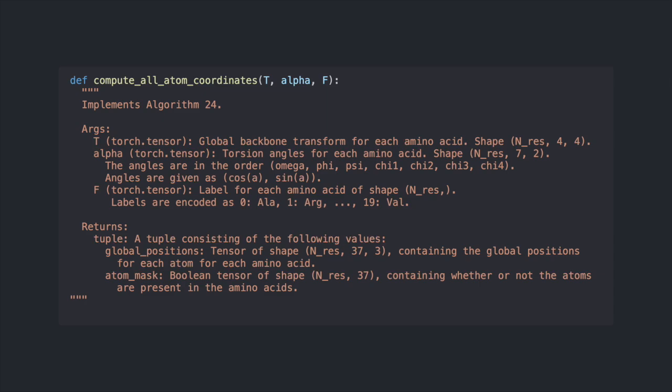First, it returns global positions of shape number of residues, 37, 3. In AlphaFold, we define up to 37 different heavy atoms for each amino acid, and each atom is defined by its 3-dimensional position. Additionally, we return an atom mask of shape number of residues, 37. This is a Boolean array stating which of the 37 atoms are actually present for each of the residues.